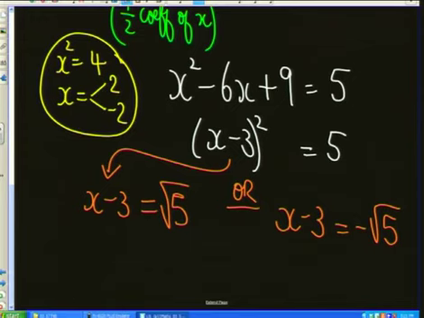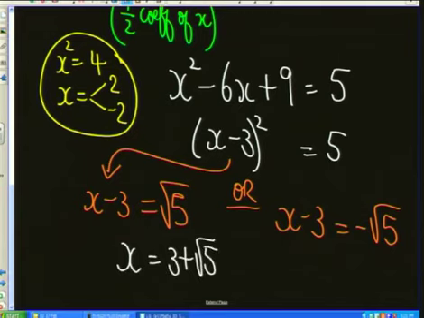So I'm doing the same thing, but because I've got a non-perfect square, I've got 5, I'm going to look at x minus 3 is root 5, or x minus 3 is negative root 5. And then to end it off, I can now solve for x and say that it's 3 plus root 5, or x equals 3 minus root 5.